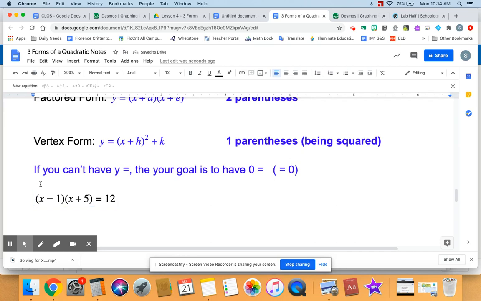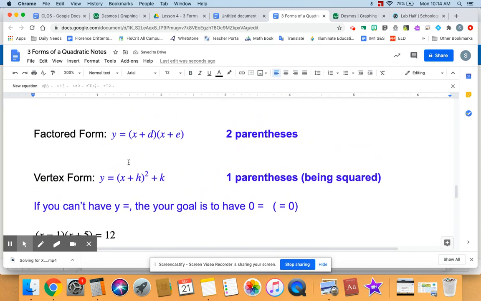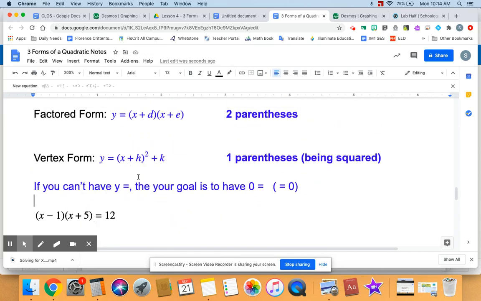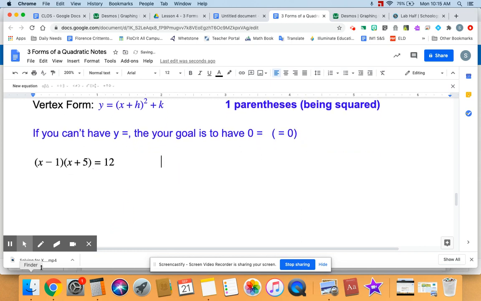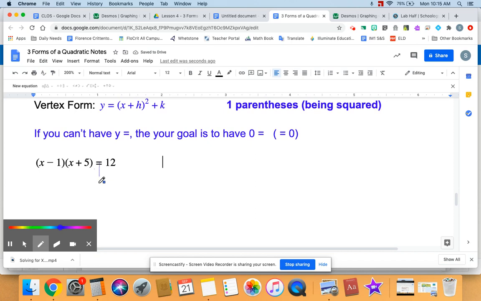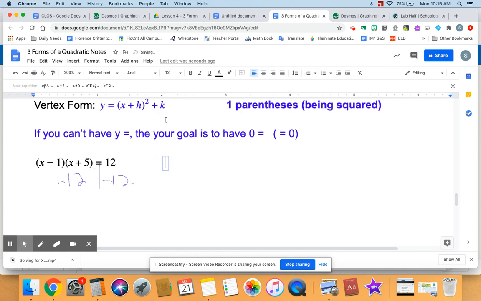All right, what form do you think it's in? It's in factored form because it has 2 parentheses. However, right now it equals 12, and that is not okay. So your first step might be, let's minus that 12 over. However, mathematically, you cannot minus 12 from any of this because it's all in parentheses. So you would have to write it like this.